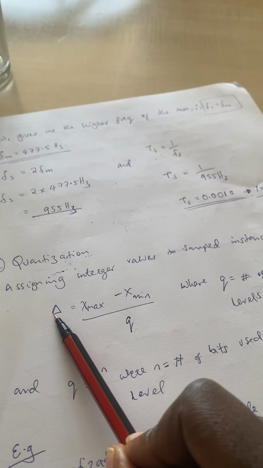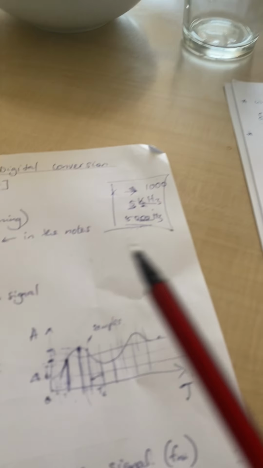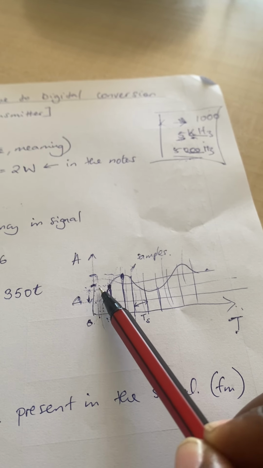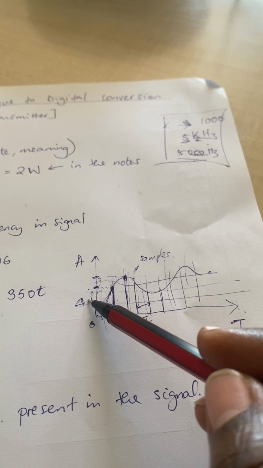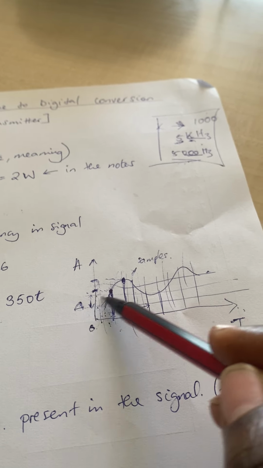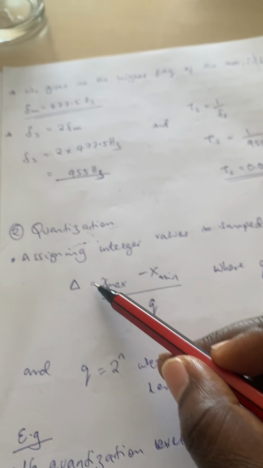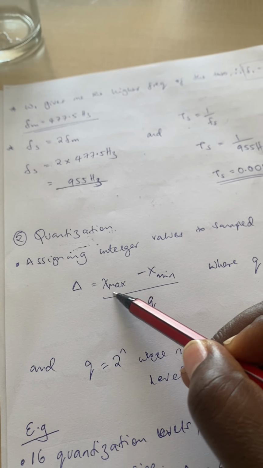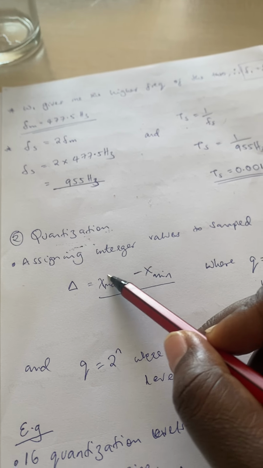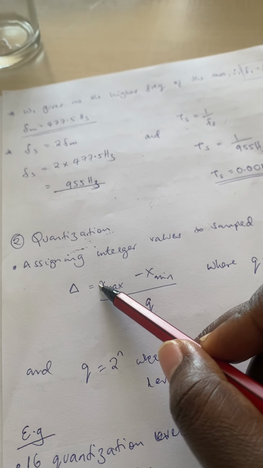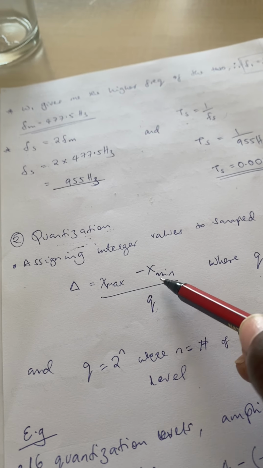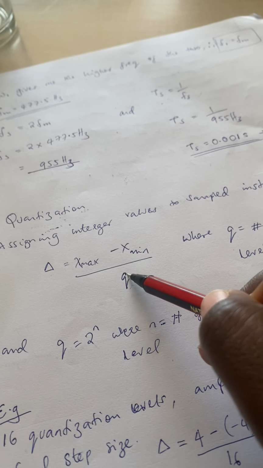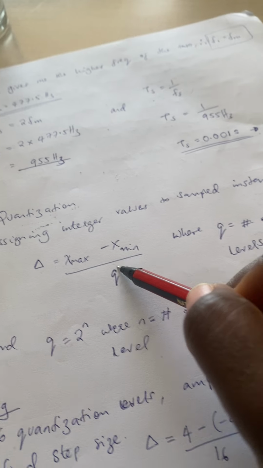Remember, delta is the step size, which is simply this space between your quantization levels. The space in between the quantization levels is what we're calling a step size. So step size, or delta, is equal to the maximum amplitude minus the minimum amplitude over the number of quantization levels.